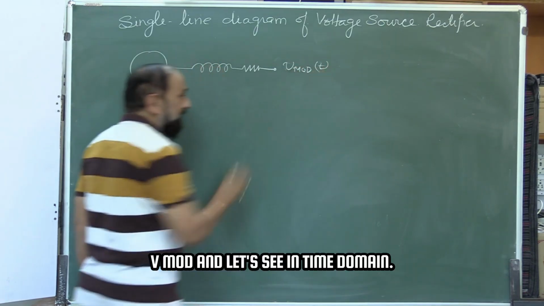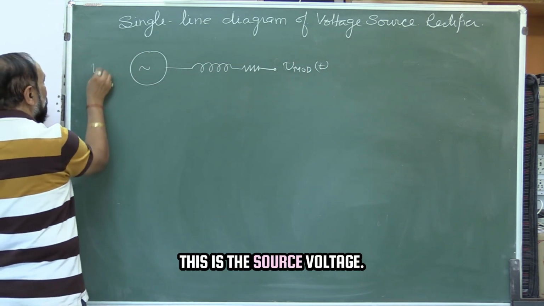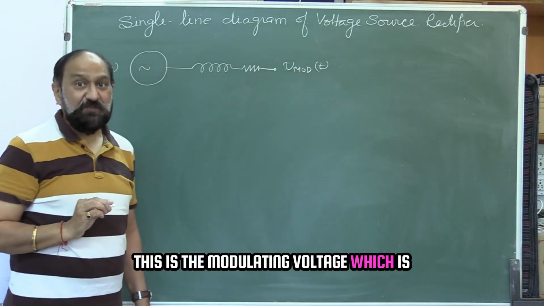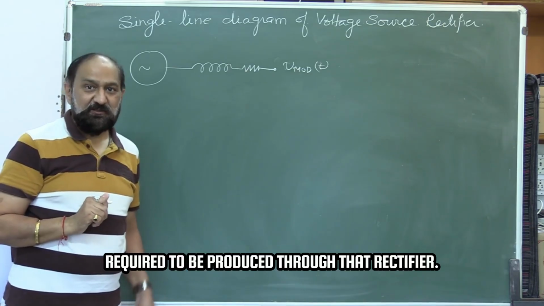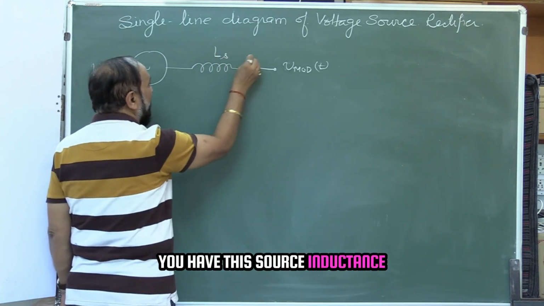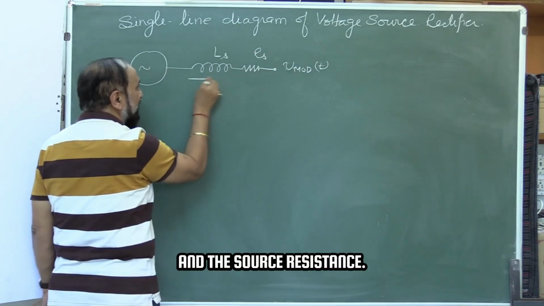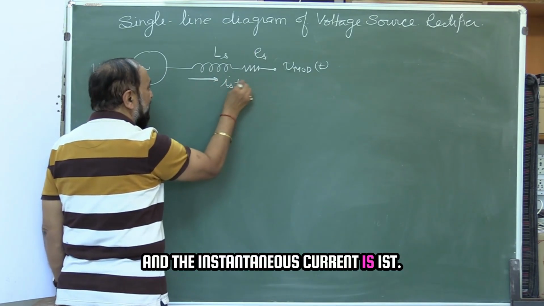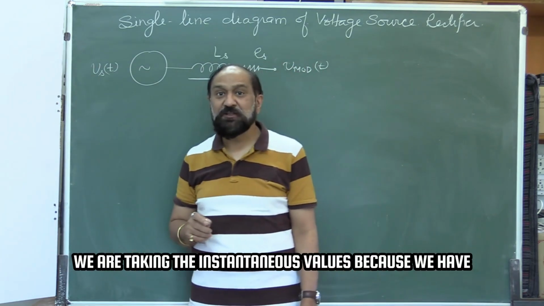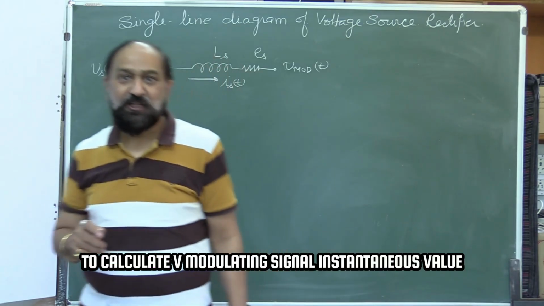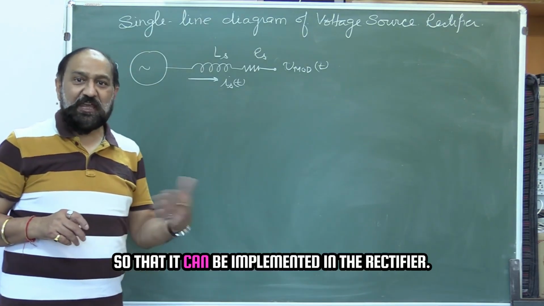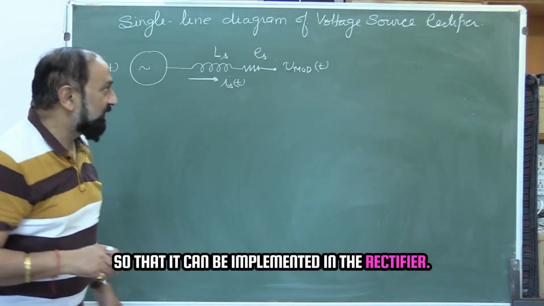And let's see, in time domain, this is the source voltage, this is the modulating voltage which is required to be produced through that rectifier. You have the source inductance and the source resistance, and the instantaneous current is IS. We are taking the instantaneous values because we have to calculate V modulating signal instantaneous value, so that it can be implemented in the rectifier.